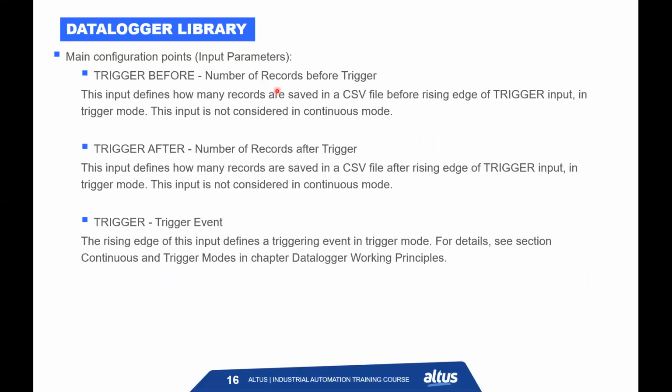Trigger before, number of records before trigger. This input defines how many records are saved in a CSV file before the rising edge of the trigger input. This input is not considered in continuous mode. Trigger after, number of records after trigger. This input defines how many records are saved in a CSV file after the rising edge of the trigger input in trigger mode. This input is not considered in continuous mode. Trigger event. The rising edge of this input defines a triggering event in trigger mode. For details, see the section on continuous and trigger mode.